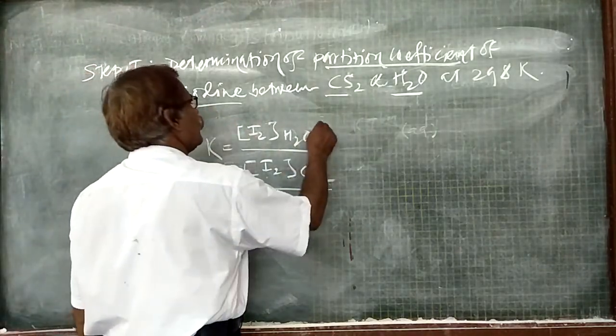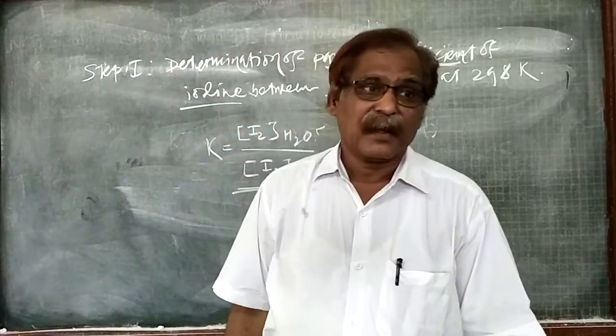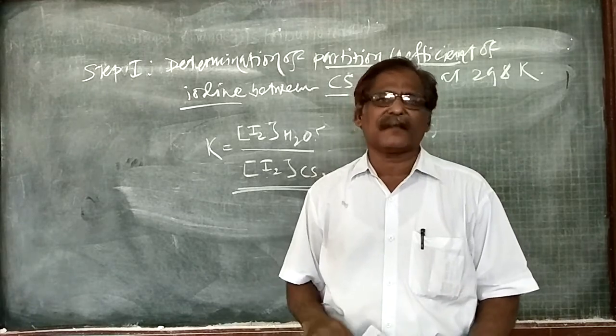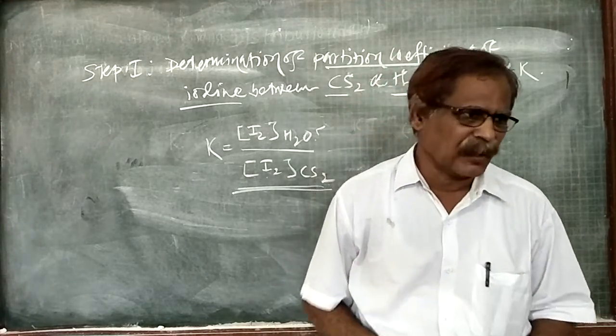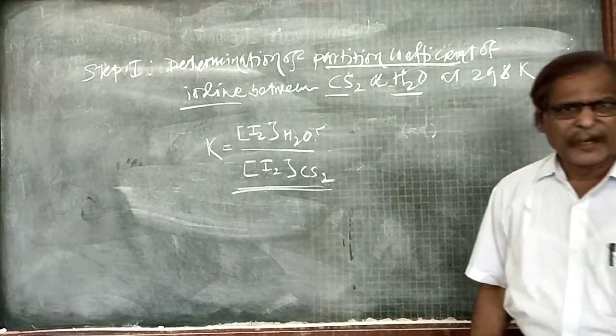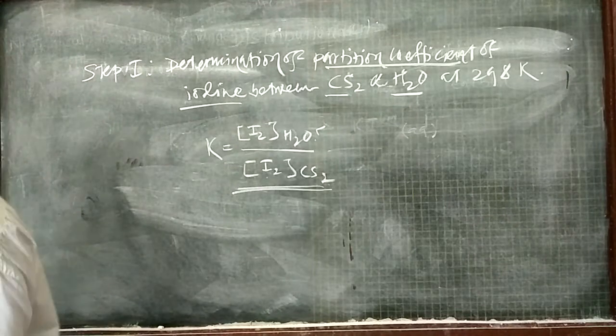So here K represents the partition coefficient or distribution coefficient or partition constant or distribution constant of iodine between water and carbon disulfide. So this is the first step in determining the equilibrium constant of the complexation reaction between potassium iodide and iodine, giving potassium triiodide complex in aqueous medium.